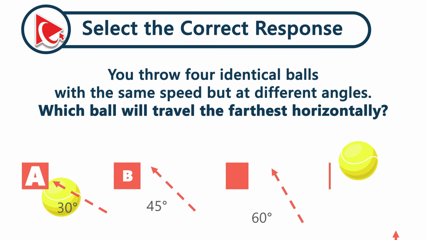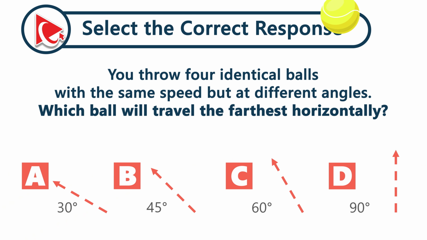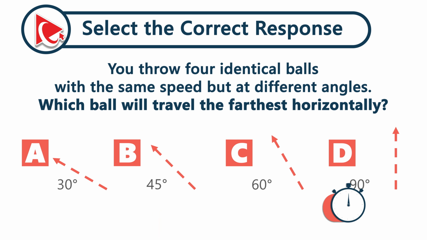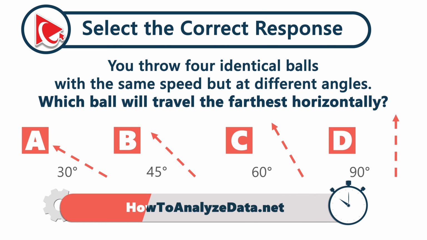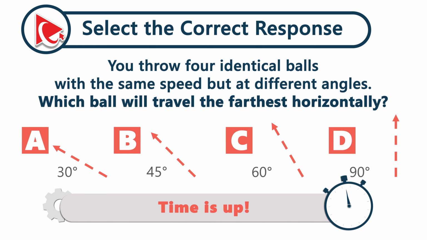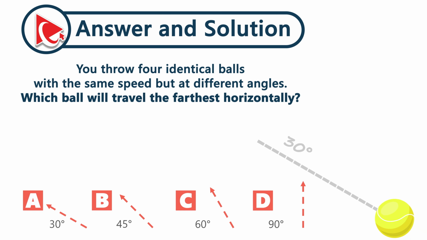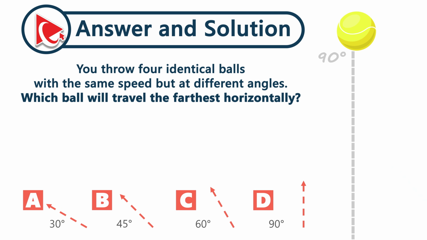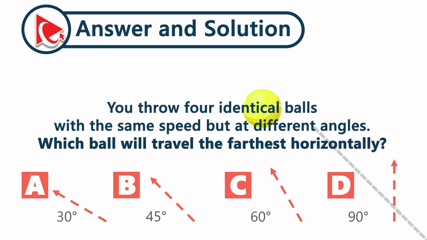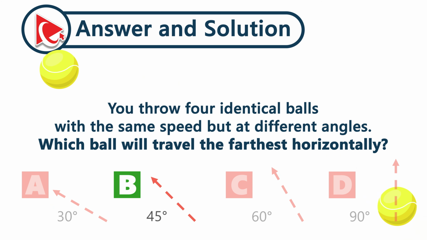You throw 4 identical balls with the same speed, but at the different angles. Which ball will travel the farthest horizontally? Let's break it down. 30 degrees stays low. It's fast but shallow. 60 degree goes high but falls back quickly. 90 degree just goes up and drops. So the correct answer here is choice B, 45 degrees. It balances height and distance, giving the longest flight across the field.